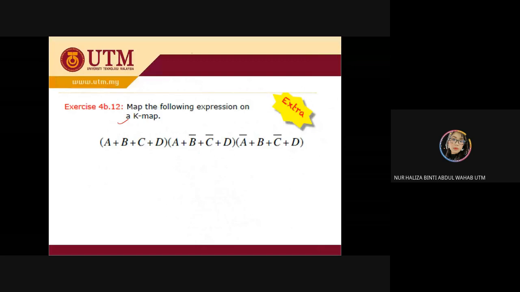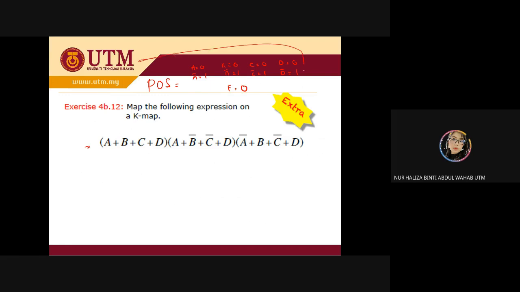There is no question. Let me try to help you with this. Map the following expression on a KMAP. Let's try to do. You're going to see you have what? POS. This is the first thing that you need to know. POS: A equal to 0, A bar equal to 1. B equal to 0, B bar equal to 1. C equal to 0, C bar equal to 1. D equal to 0, D bar equal to 1. And my output for my POS condition will be 0.